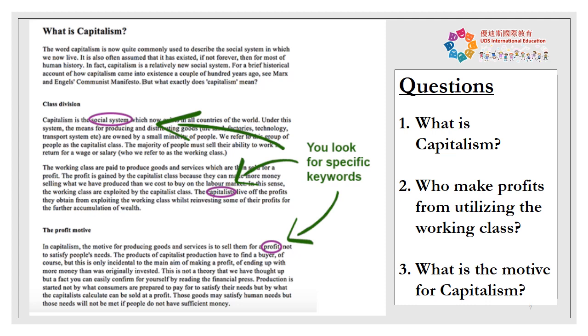Okay, this is the way to do scanning. Read the question, go back to the main text. If there is a similar word, an exact word or a similar word, then this should be the answer.